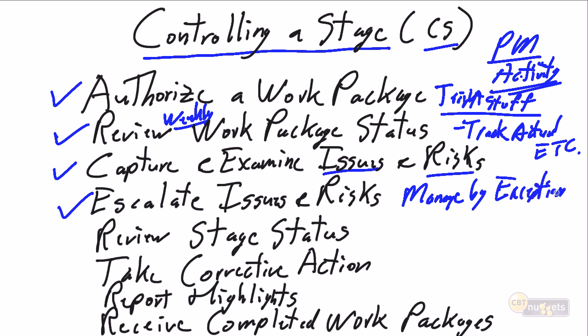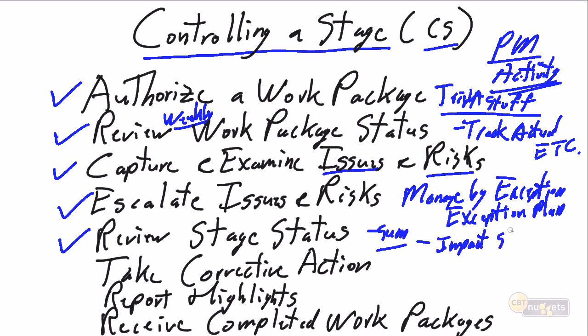So as soon as the variances exceed our capacity to manage, our tolerance levels, we're going to create an exception plan, and we're going to review that exception plan with management, and then we're going to solicit management's help in resolving the issues and the risks. We're going to review the stage status on an ongoing basis, where we're going to sum or accumulate all of the individual work package status, and we're going to assess the impact or the status at the stage level.